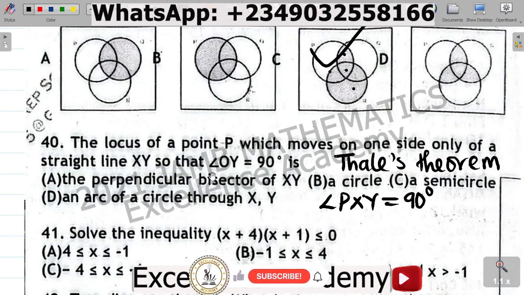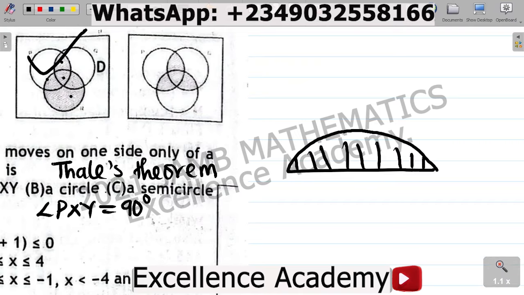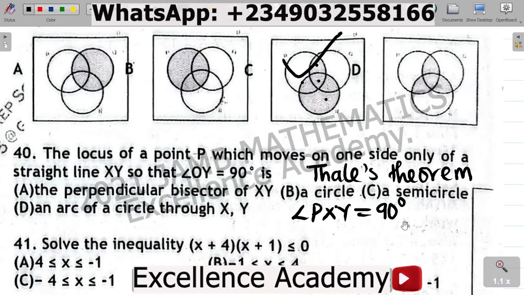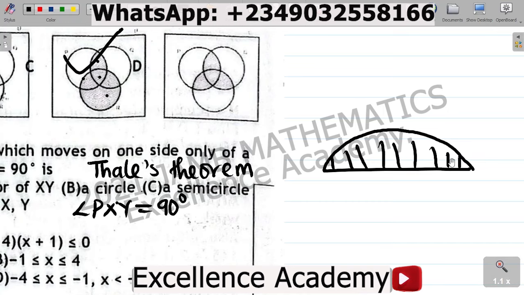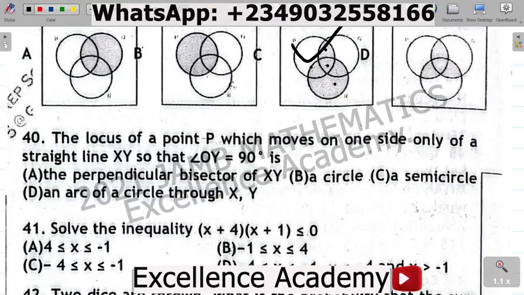So from here, we can infer that P lies on the circle whose diameter is the straight line XY. But the question says that it moves on one side only. So when you have a diameter of a circle and you're moving on just one side only, it's moving towards one side only. So what I have here is a semicircle. That's half of a circle. From the diameter to only one side of the circle, that becomes a semicircle. So for this question, what we have there is C, a semicircle.